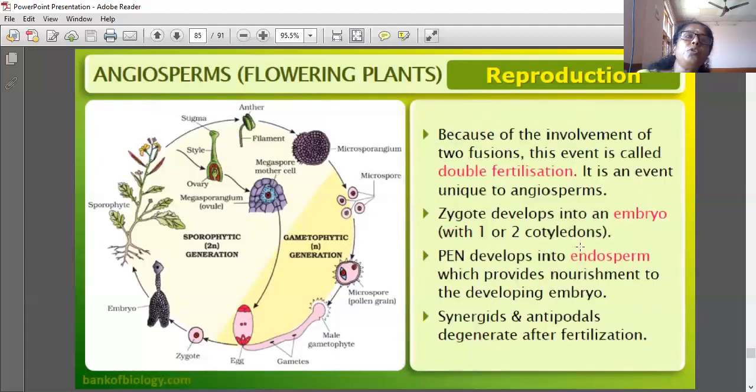Because of the involvement of two fusions, this event is called double fertilization. It is an event unique to angiosperms.